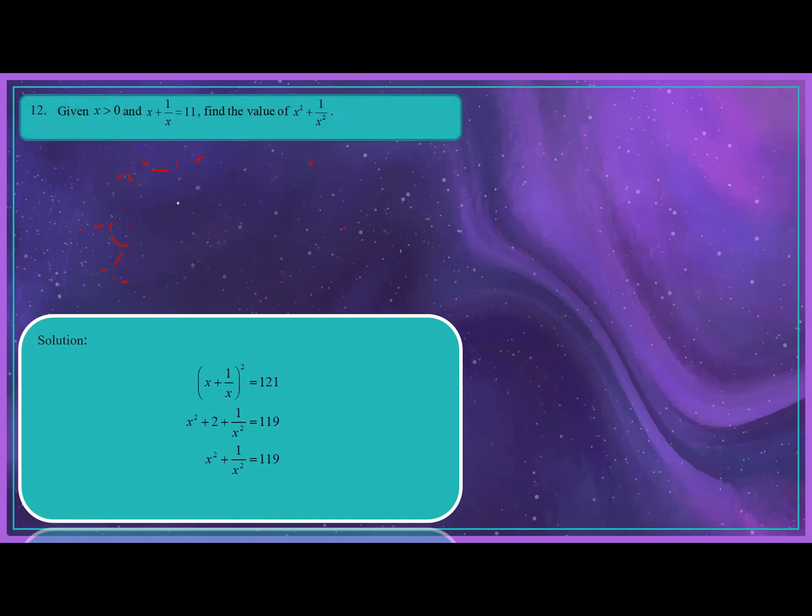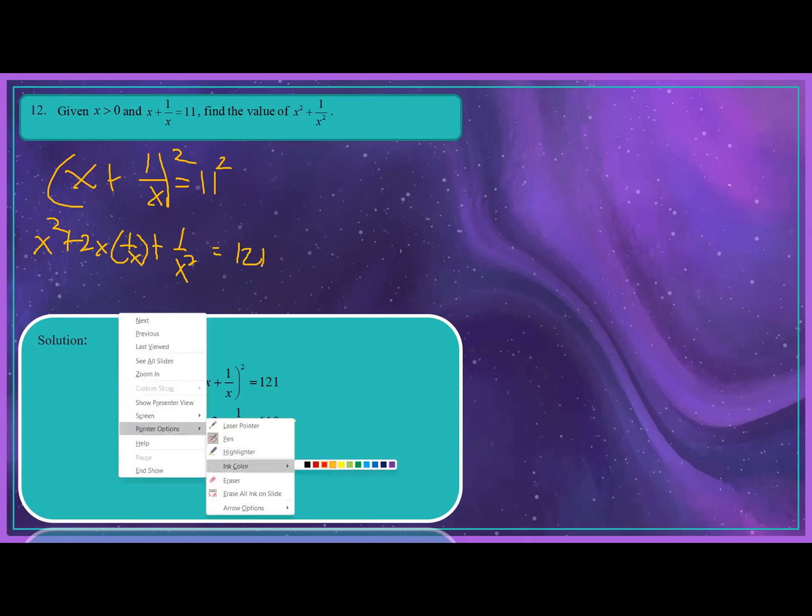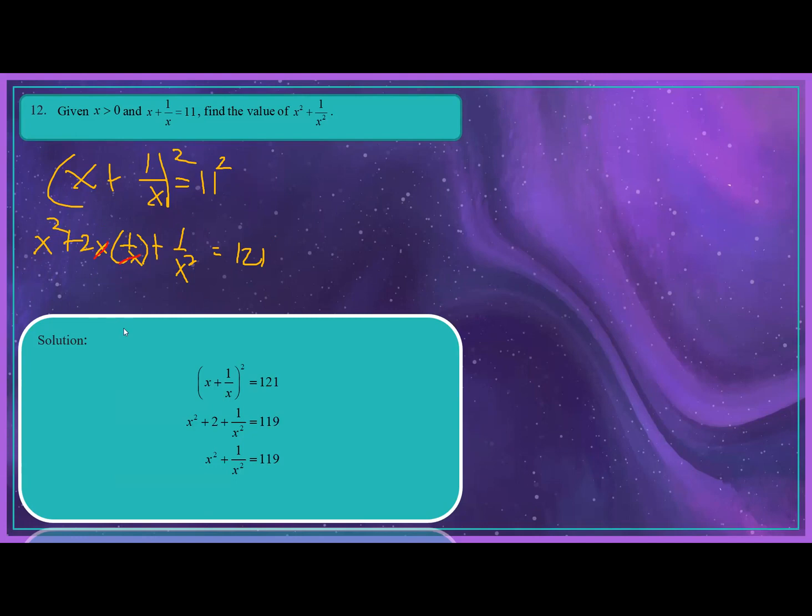Eleven. Given x is greater than 0 and x plus 1 over x equals 11, find the value of x squared plus 1 over x squared. Here we have 11. We square both sides. We have x squared plus 2 times x times 1 over x, plus 1 over x squared equals 121. Here we cancel x and proceed. So basically 119.